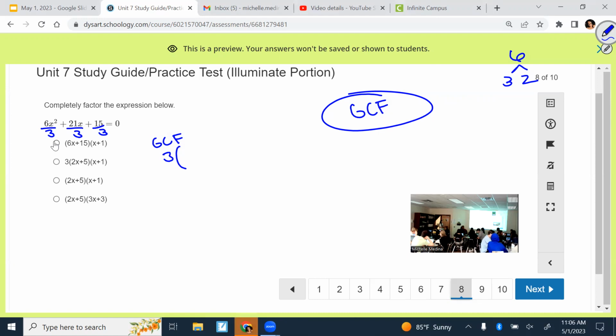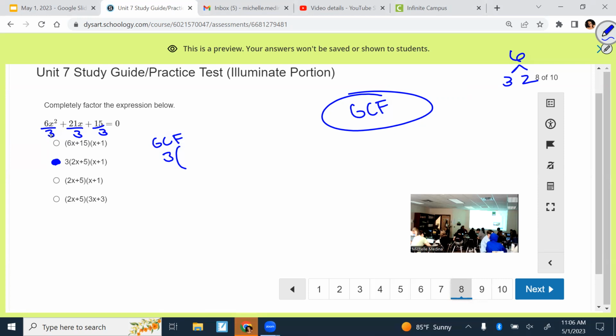What's my answer going to be on this one? B, that's the only one that has a GCF and it's very identified. On your test, you'll have 2 answers that have the correct GCF identified. So we're going to continue with the rest of the steps, but that's the first one. Identify GCF, factor it out.